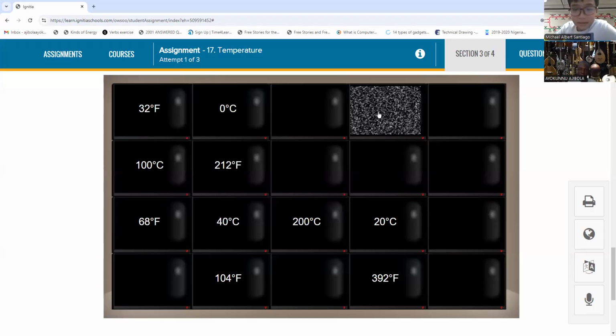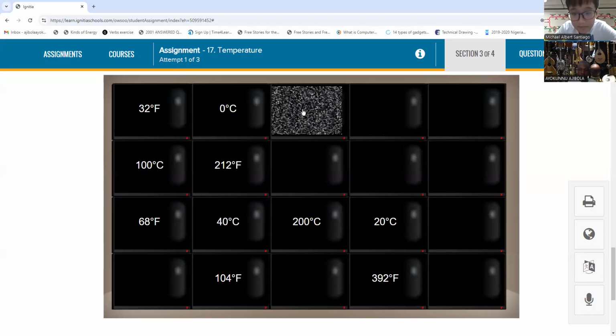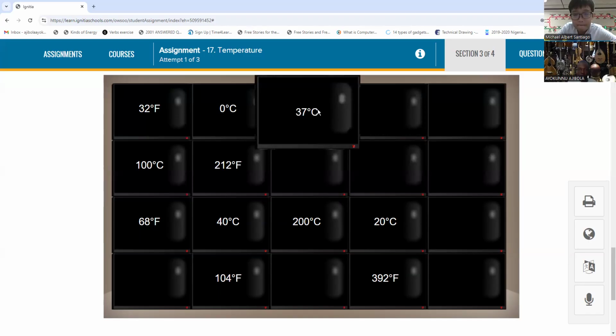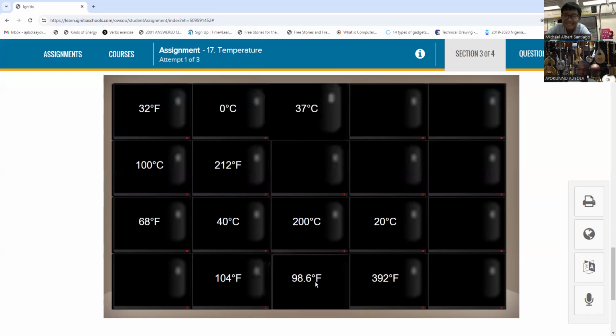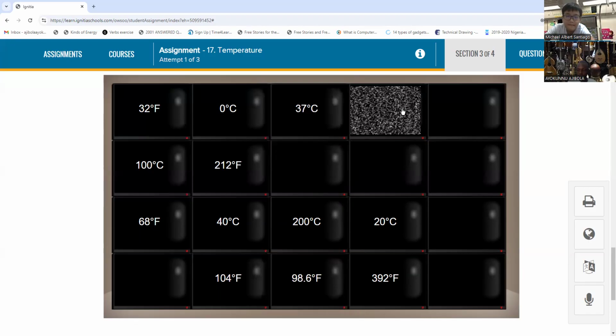Then let's see the next one. This next one is 37. And I think we've seen 37 down here, which is 98.6 Fahrenheit. Is that clear now?